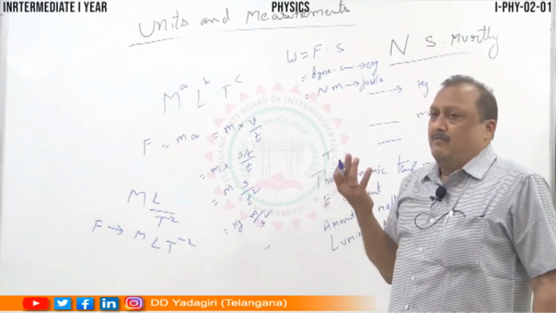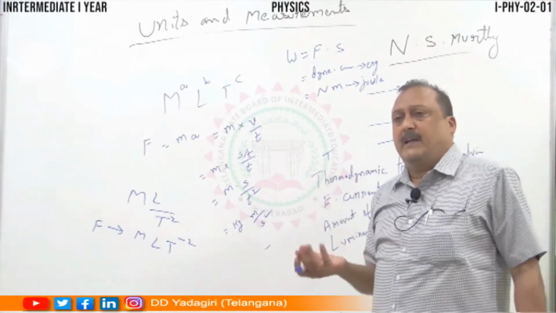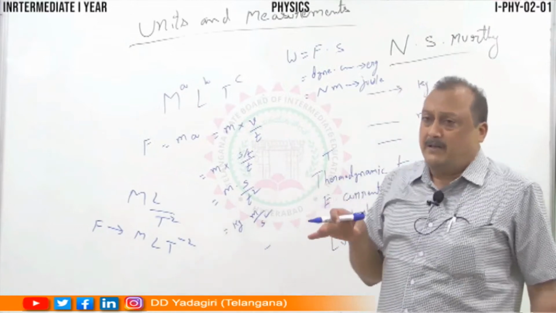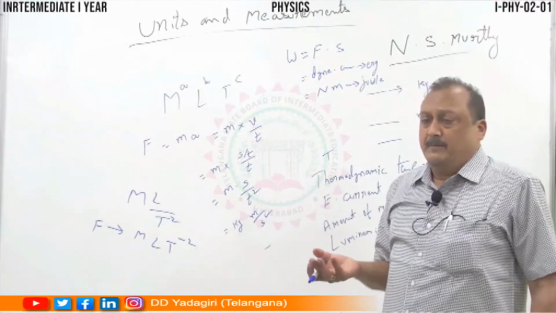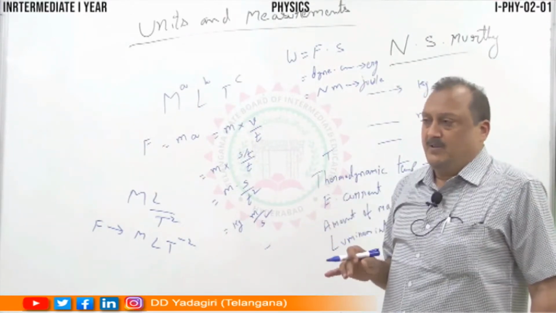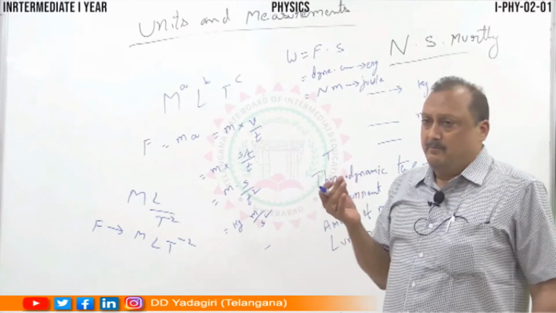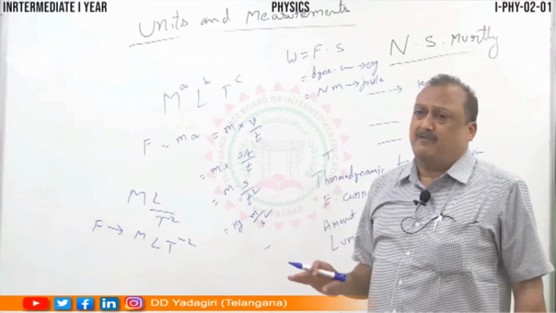So you learned fundamental physical quantities, derived physical quantities, fundamental units, derived units, and the SI system. After that, you learn about dimensions and the dimensional formula.